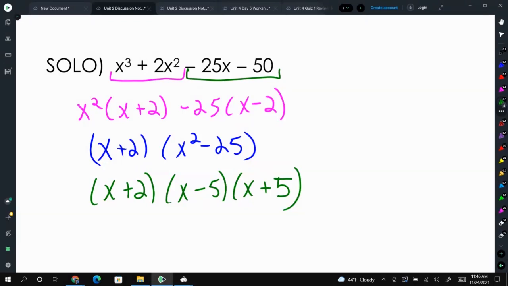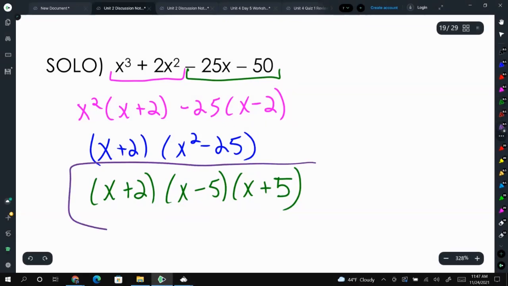All right, so you can see once we factor that, we had x plus 2 times x squared minus 25. And then that x squared minus 25, again, is a difference of two squares. So then we factored that and got x minus 5 times x plus 5. So this would be your completely factored answer.